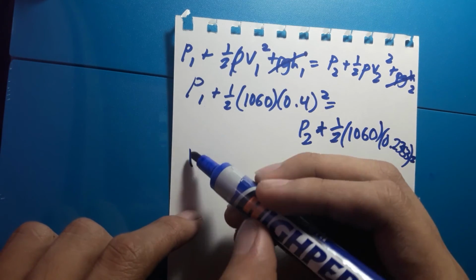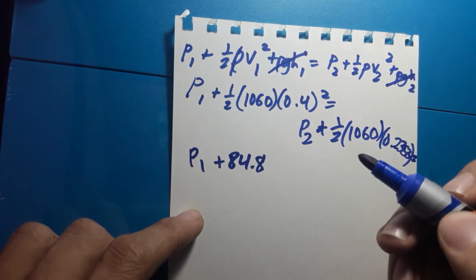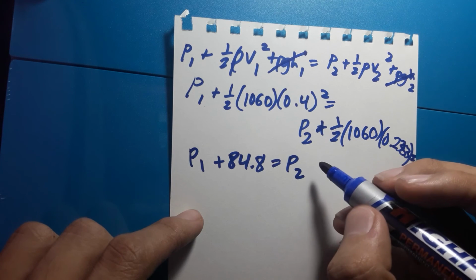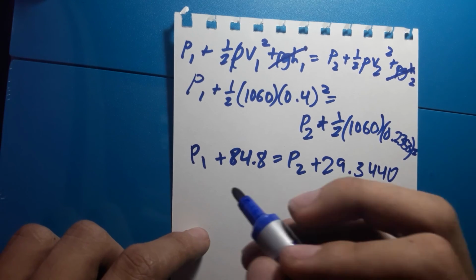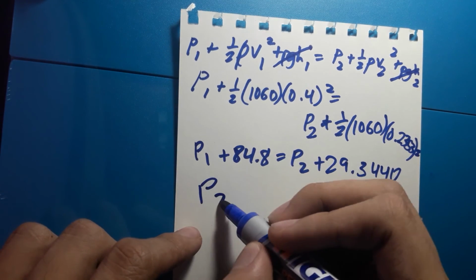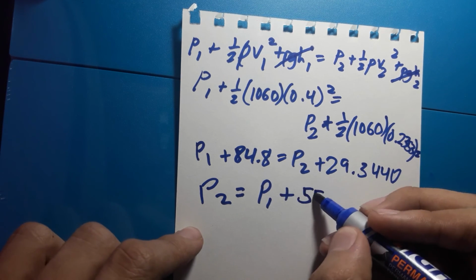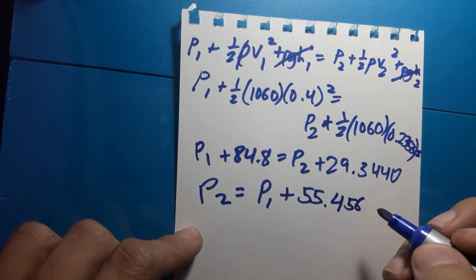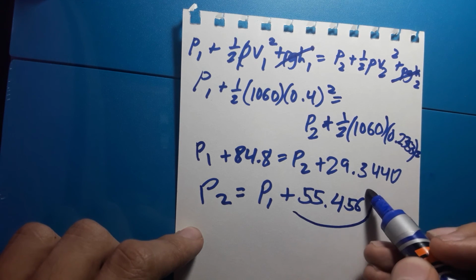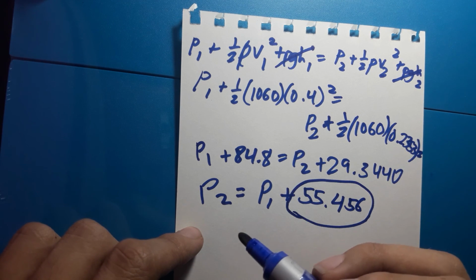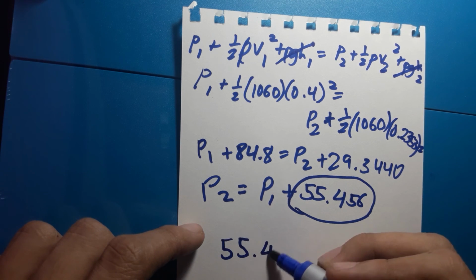So this will turn to P1 plus 84.8 is equal to P2 plus 29.3440, and this will result in P2 equal to P1 plus 55.456, which is the amount by which P2 exceeds P1. So the answer will be 55.4.